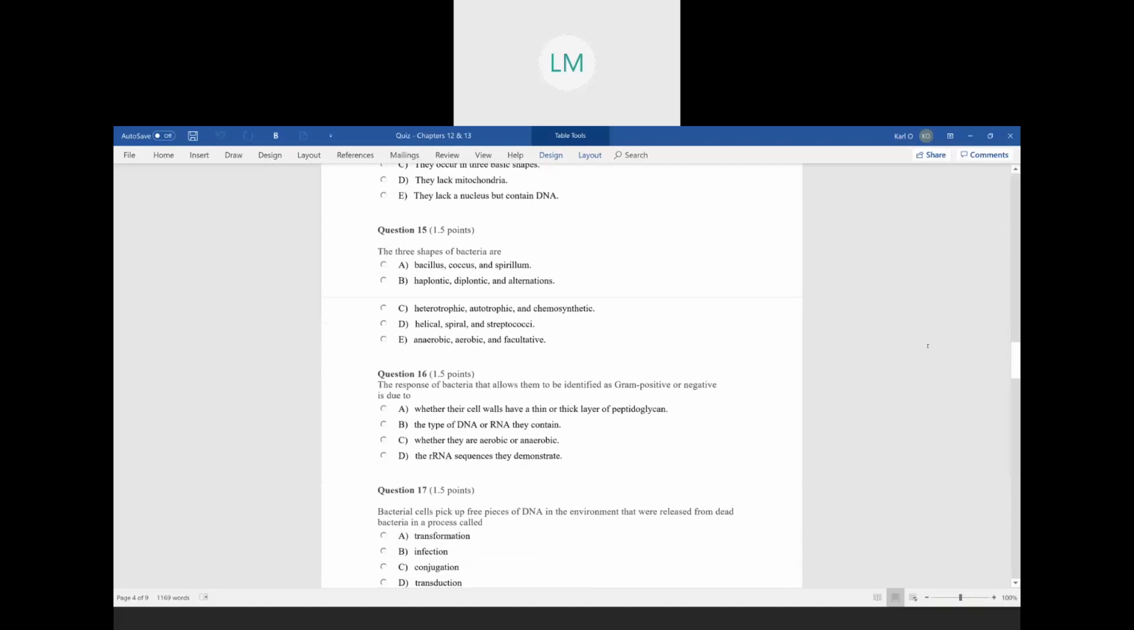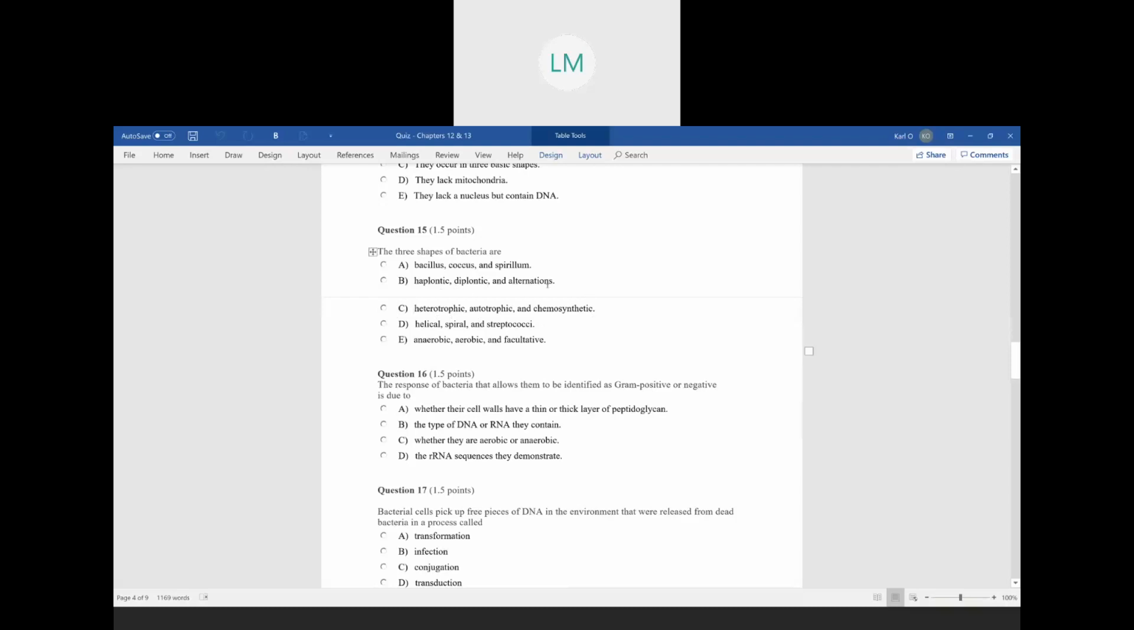Question number 15, so the 3 shapes of bacteria. So just kind of flipping through all of these. So anaerobic, aerobic, and facultative, that has nothing to do with the shape. Helical, spiral, and streptococci, that's kind of starting to talk about shapes, but those are not the 3 shapes that bacteria are classified into. Heterotrophic, autotrophic, chemosynthetic, that is not referring to shapes, that's referring to how they get food.